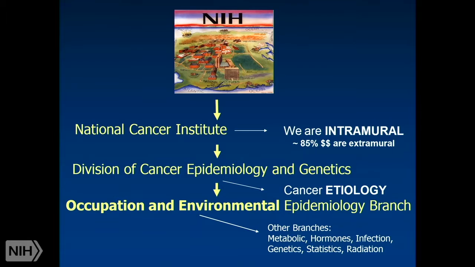Just to orient you to where we are, NCI is part of NIH. And our division, the Division of Cancer Epidemiology and Genetics, is intramural. Now, 85% of the dollars go extramurally to grants, but the intramural part is a very important component. In the Division of Cancer Epidemiology and Genetics, there are a number of branches. In addition to ours, which is, of course, the most important, there are branches concerned with metabolic factors like nutrition and hormones, infection, genetics, statistics, radiation.